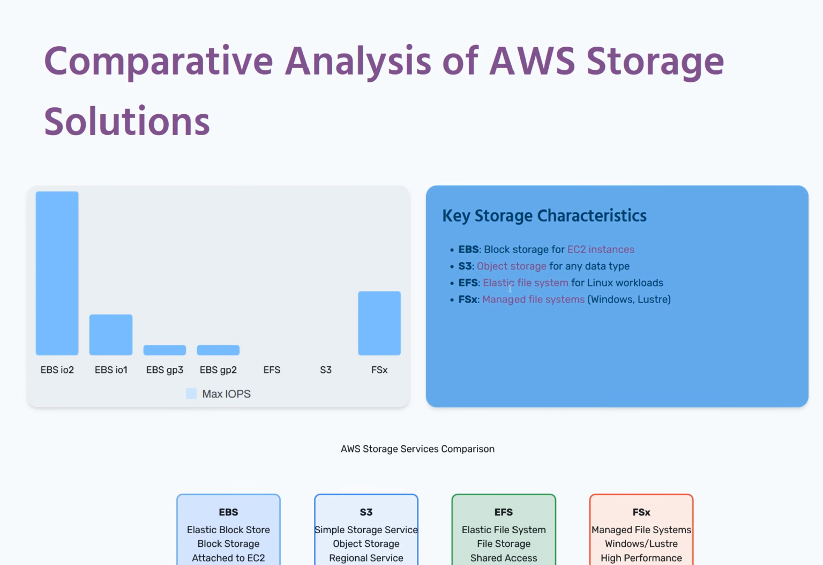Okay, so a comparative analysis of AWS storage solutions, right? So this is sort of a comparative analysis. You can see how much IOPS in the left graph. So IO2 EBS maximum 256,000. This is 64,000 for IO1, and then GP3 16,000, GP2 16,000, and then FSX 100,000, right?